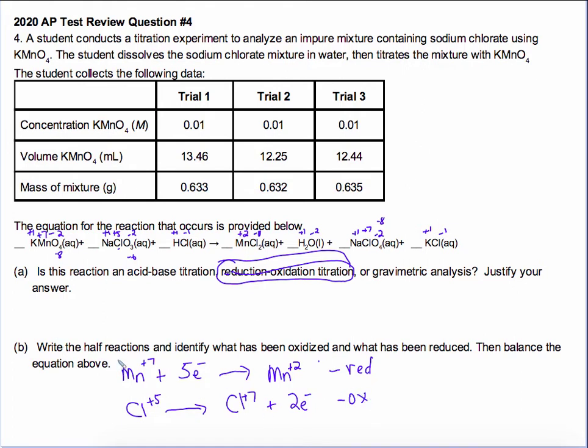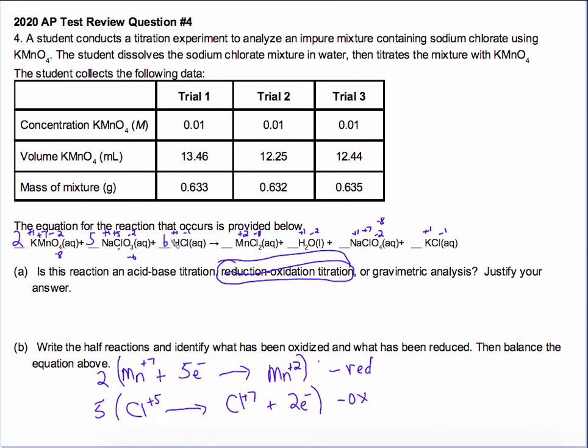Now, we can use these half reactions to help us balance the equation, because the electrons lost must be equal to the electrons gained. Well, 5 doesn't equal 2, so you've got to find a common number that they both go into. 5 and 2 both go into 10. So we'd multiply this by 5 and this by 2. That helps us balance the equation by knowing that there's a 2 there and a 5 there.